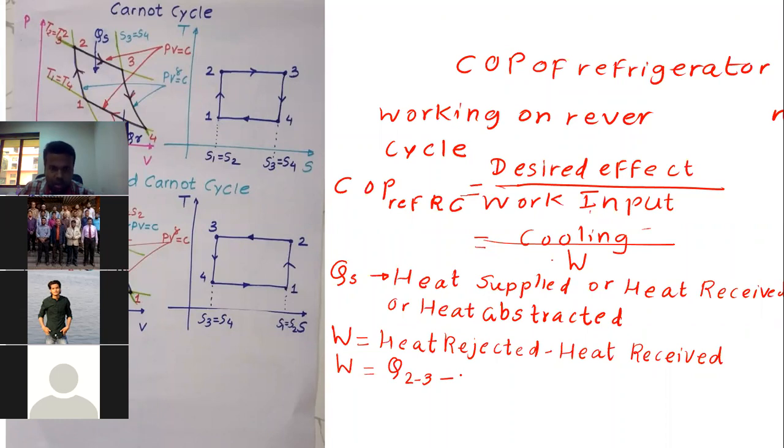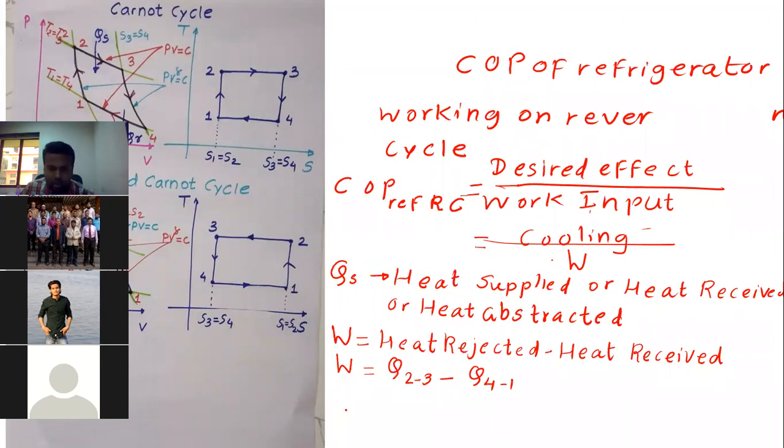Just see this reverse Carnot cycle, all of you. Heat is received during which process? Just a correction, it is 4 to 1, not 1 to 4. The direction is 4 to 1. So heat rejected during 2 to 3 minus heat received during 4 to 1, right?